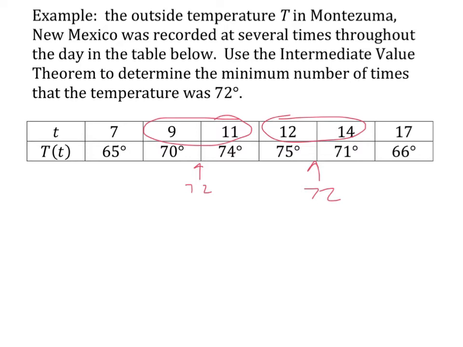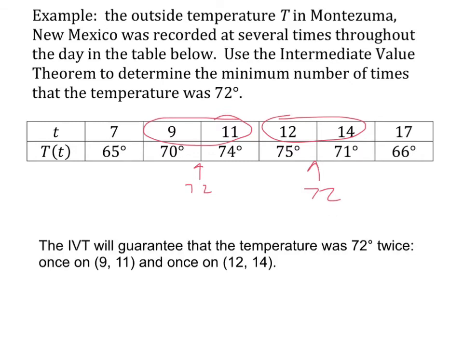Now, could there have been more? There sure could have been. For instance, here, who knows? The temperature may have gone 70, 71, 70, 71, 72, 73, 72, 73, 72, 73, 74. This function could have climbed and then bounced around. Heck, between 7 and 9, there could have been a heat spike up to 72, and then it came back down to 70, and then up to 74. Who knows? All I know is that the intermediate value theorem will guarantee that this happens twice. Again, it's nice to end with some sort of sentence.